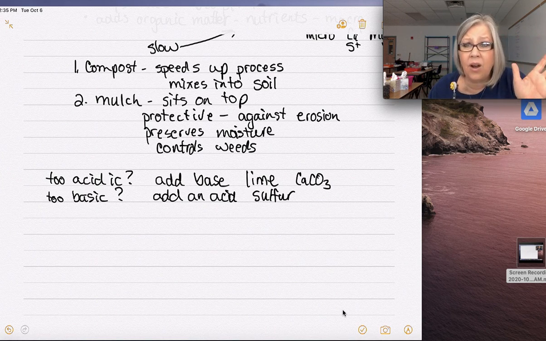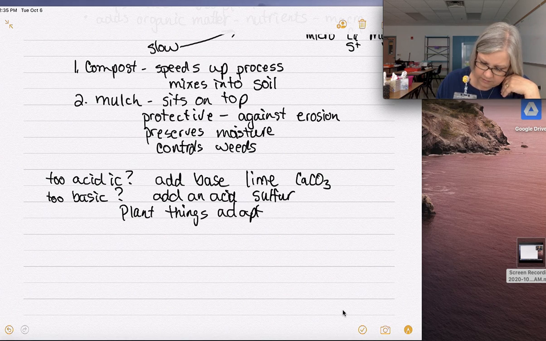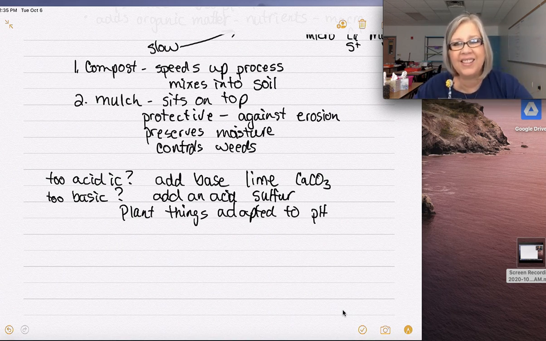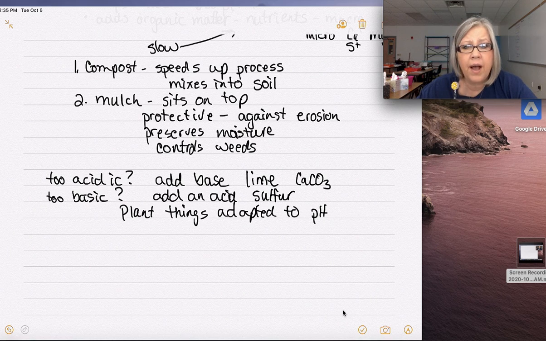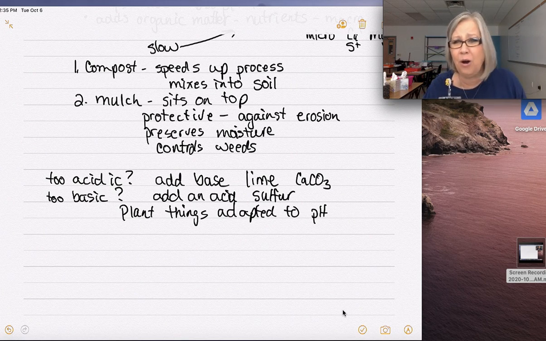There's something else you can do. You can not amend it at all. You can actually plant according to the soil. So plant things adapted to that pH. And there are all kinds of plants out there that prefer it more acidic and some that prefer it more basic. So that's one thing you could just do, is just like, well, maybe we don't need to amend it. Maybe we can just go with whatever we have and plant according to the environment. Wow, imagine that. It could transform our whole world.